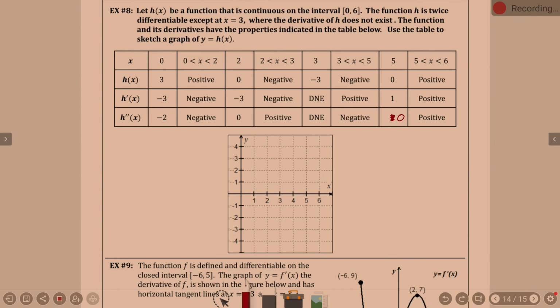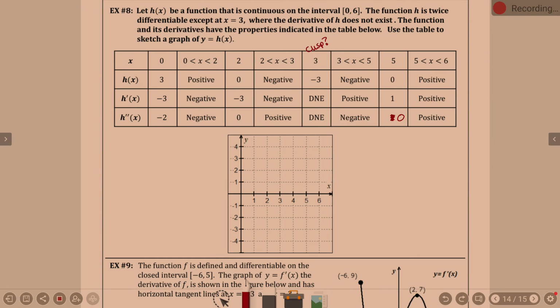3. So if it's not differentiable there, what are we likely seeing? Some point that is a cusp, a hard point. Could be something like an asymptote, but it said it's continuous, right? So my brain automatically went to thinking cusp, hard point, sharp point. Do I know that for sure? No, but likely something like that, because it says the derivative does not exist. The function and its derivative have the properties indicated. Use the table to sketch.